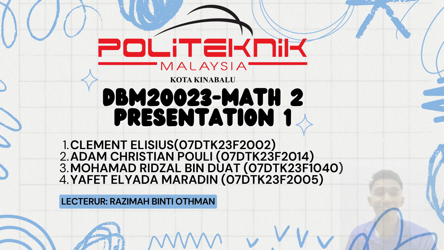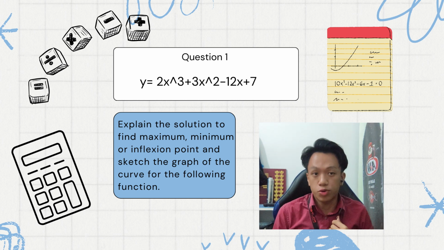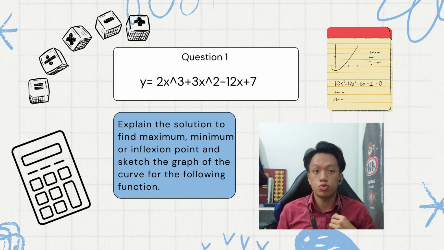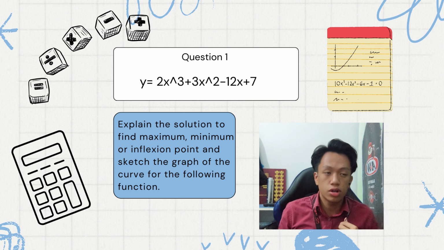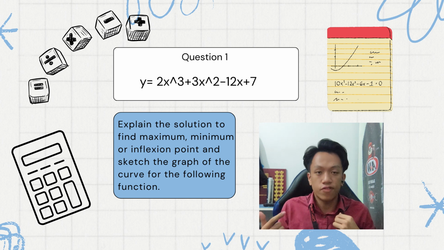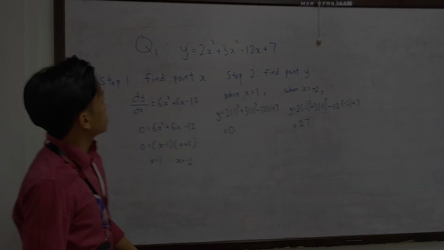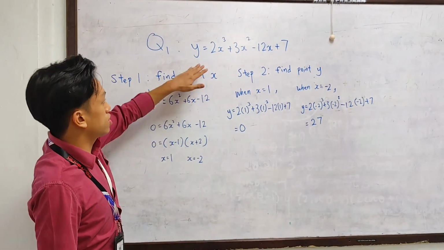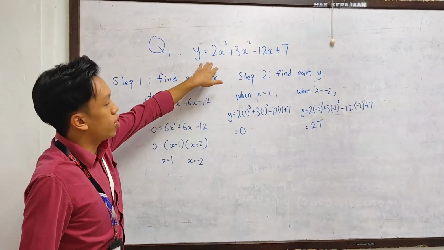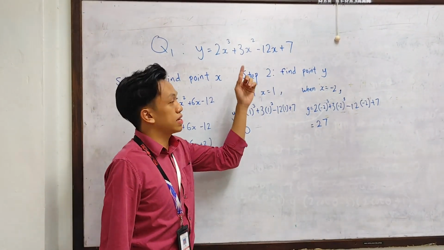So for today, my group and I will be presenting on how to answer a question regarding finding the maximum, minimum, and inflection, and sketching the graph of the curve. This is the question given to my team: y equals 2x cubed plus 3x squared minus 12x plus 7.